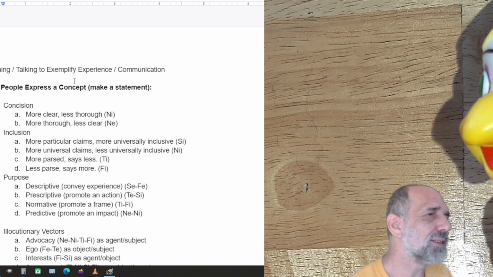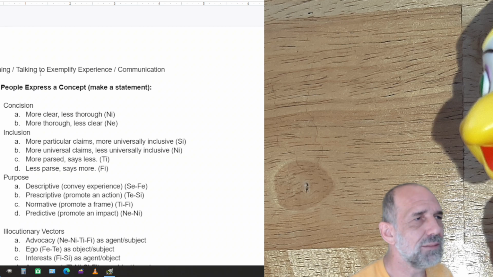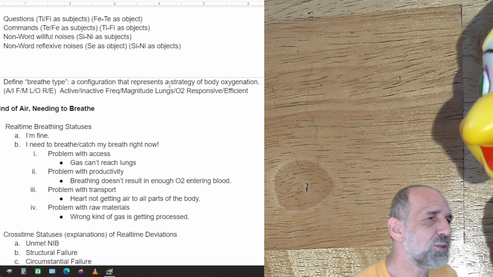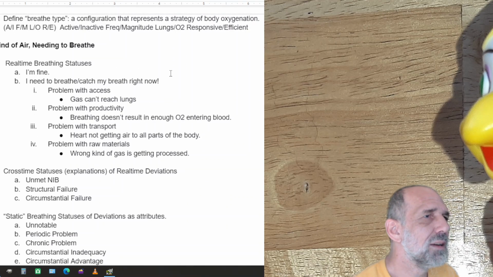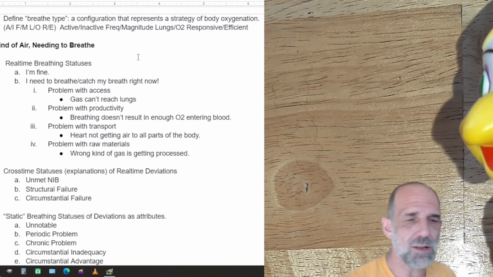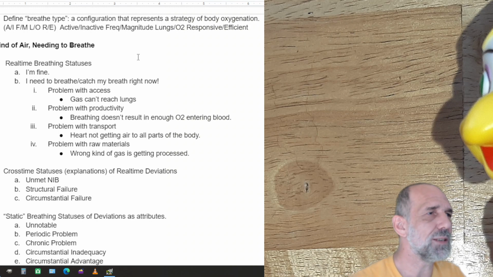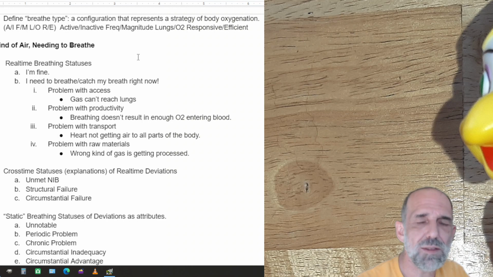and the basic concept here at the top that I note is I'm using breathing and talking as things that one might treat equivalently in terms of taxonomy in them to exemplify experience and communication. So let's start with the breathing part. So let's pretend that instead of having cognitive function types, we had breathing types. We still need to define what a breathing type is. A breathing type would have to be a distinct configuration that represents a strategy to attain body oxygenation.